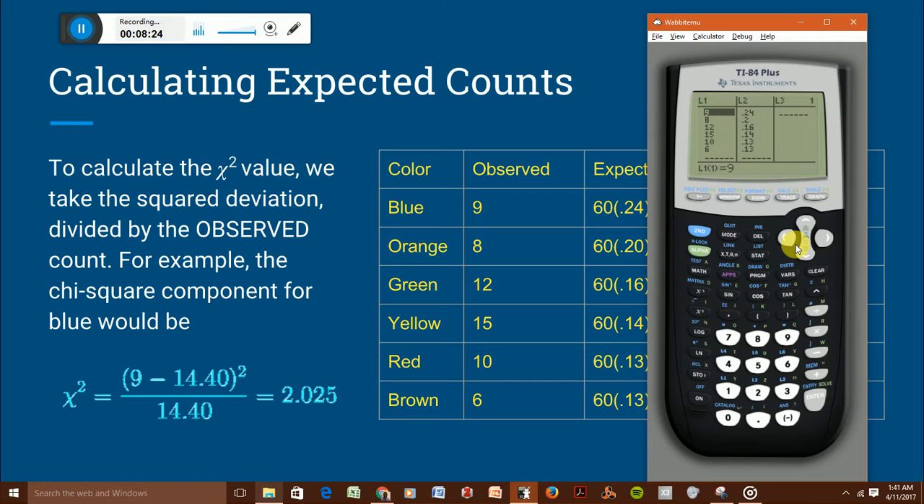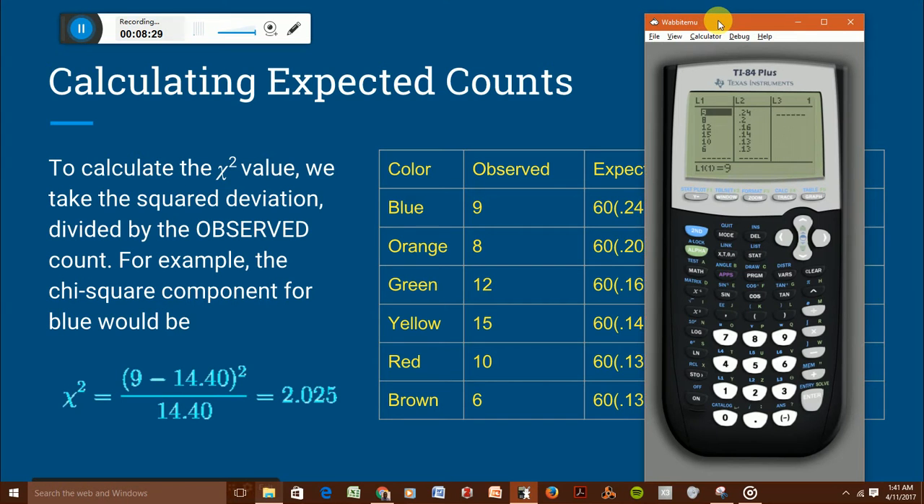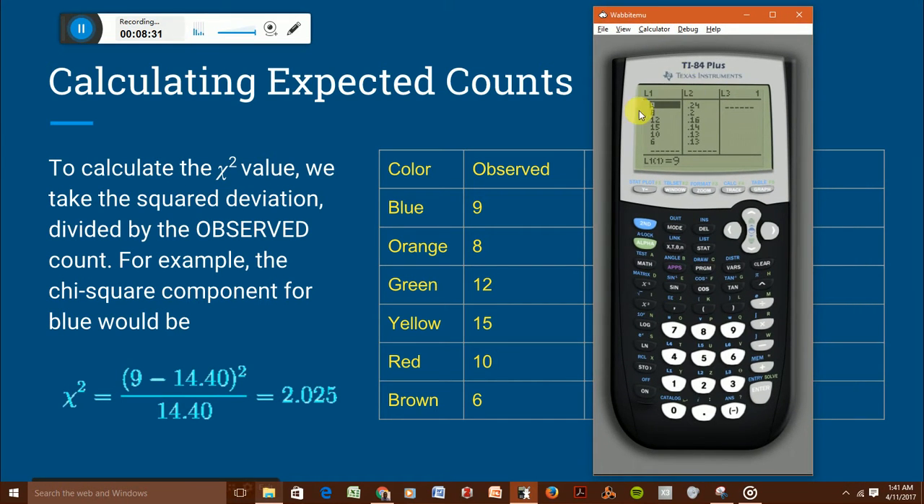Now I'm not actually ready to do what I need to do. Somebody may say, well, Mr. Sawyer, how do you know that we have 60? We can simply add up all the numbers in L1 to get 60. To get our expected counts, not expected proportions, we need to take L2 and multiply by 60. And now, boom, we have our list of expected counts.